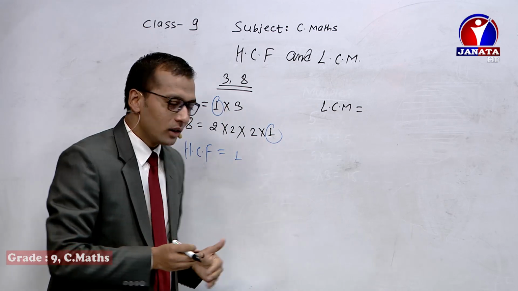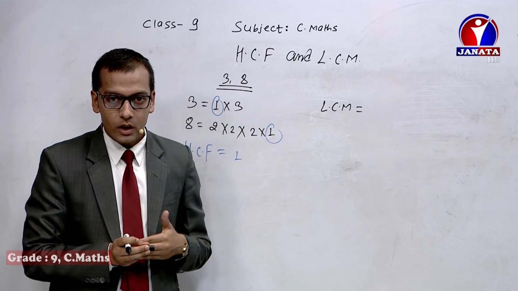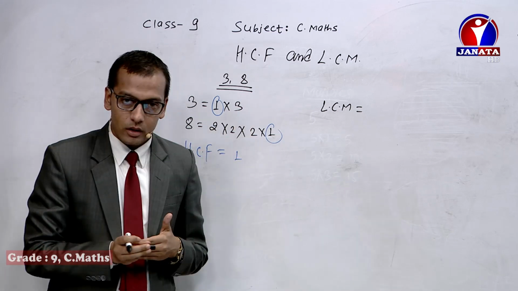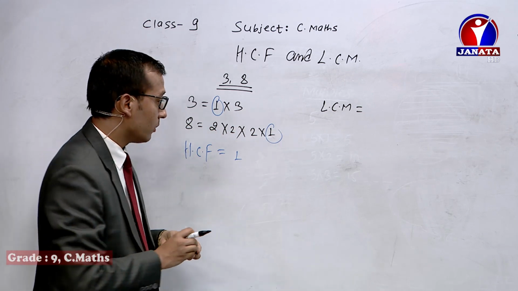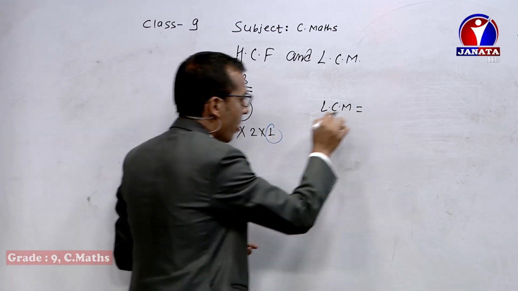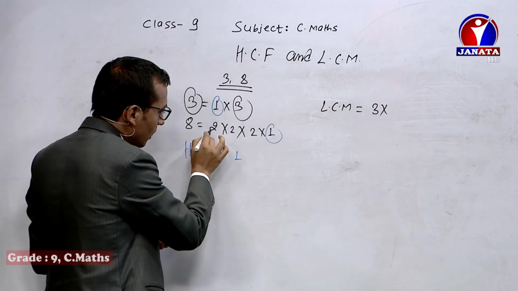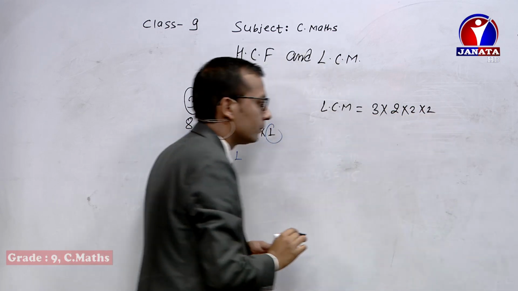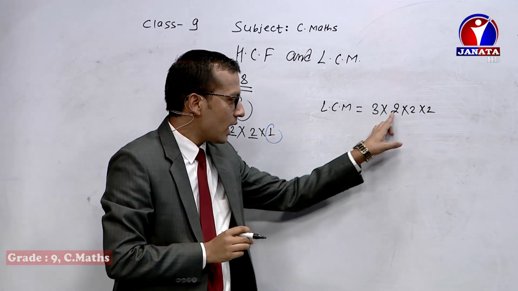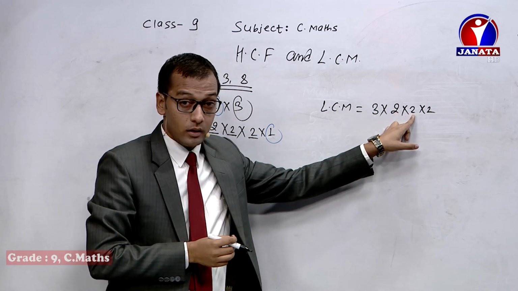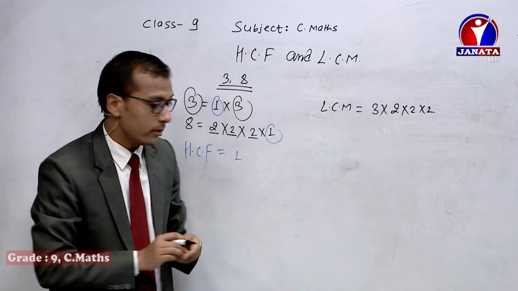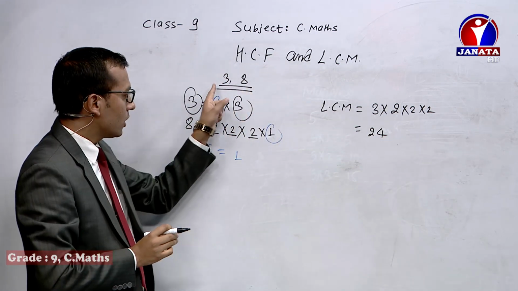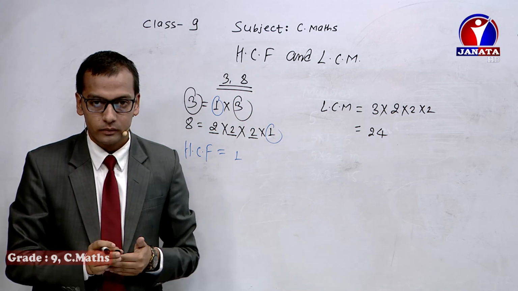So here none of the factors are common, so we simply find the product of the remaining factors from the two numbers to find the LCM. From the first number, 3, times, from the second, 2 times 2 times 2. So what is the product? 3 times 2 is 6, times 2 is 12, times 2 is 24. So 24 is the LCM of the two numbers 3 and 8.